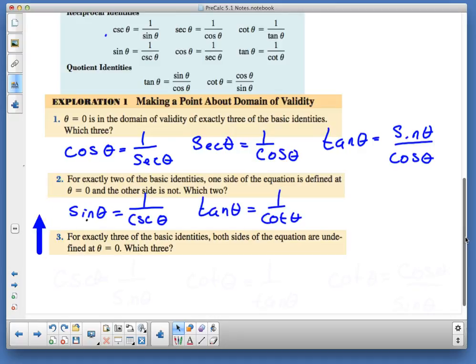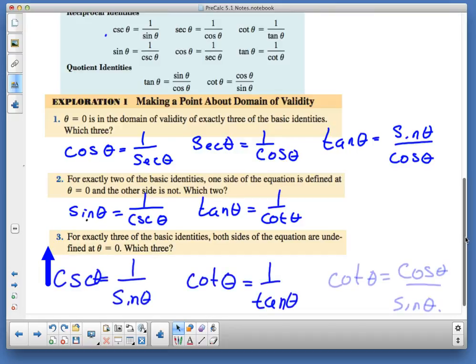And for exactly 3 of the basic identities, both sides of the equations are undefined. Both of them are undefined, so it doesn't work on both sides. We're talking about cosecant, cotangent, and tangent of theta. Anytime we have a 0 in the denominator. Here I've got 0 in the denominator on both sides because cosecant is 1 over sine, and that's 1 divided by 0.